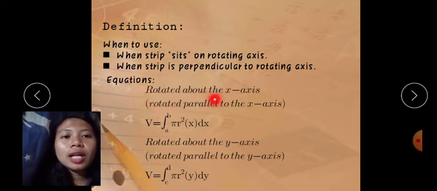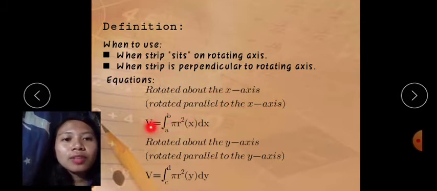When rotated about the x-axis or rotated parallel to the x-axis, the volume is equal to the integration from a to b of pi r squared of x dx. When rotated about the y-axis or rotated parallel to the y-axis, the volume is equal to the integration from c to d of pi r squared of y dy.